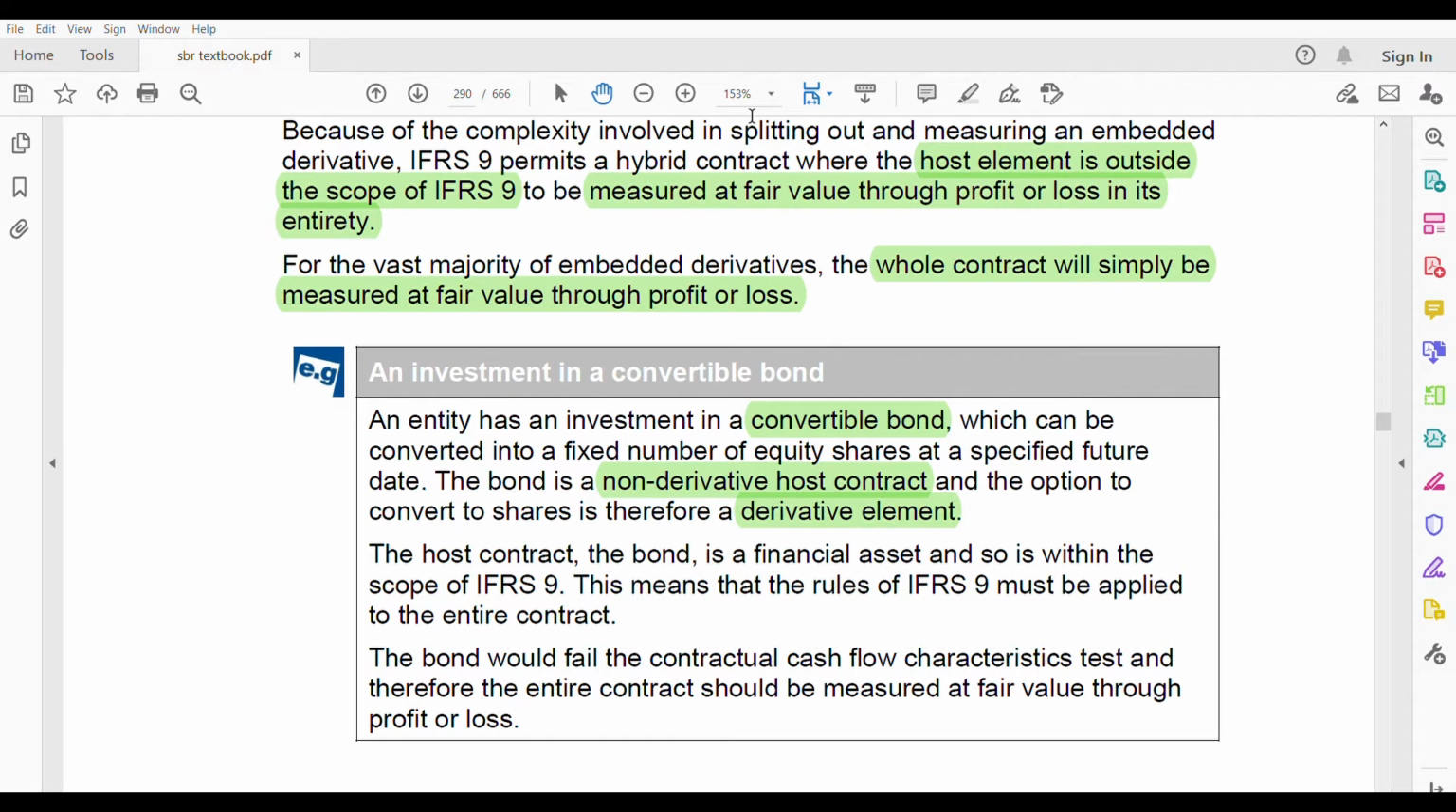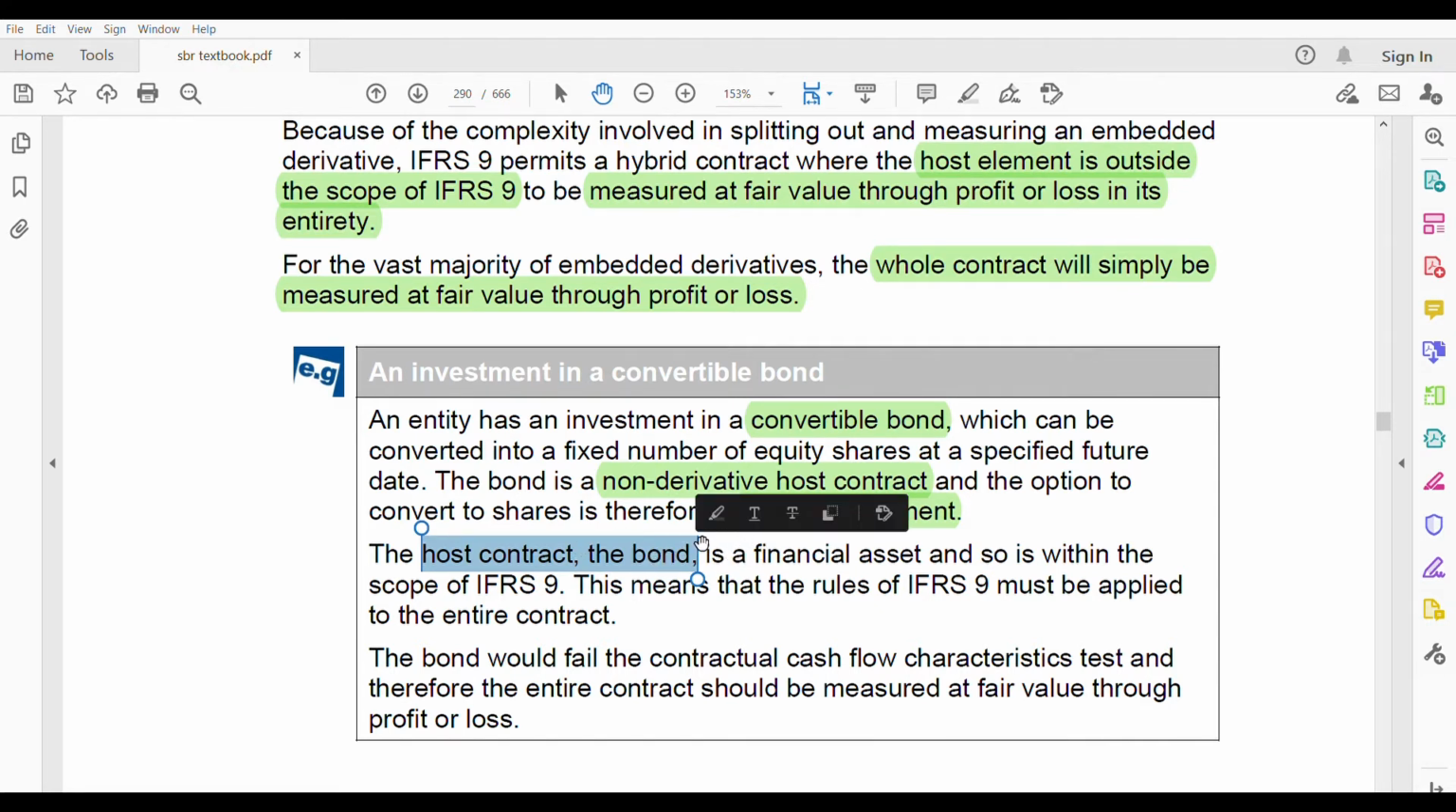That means inside it there is another element, the derivative element, which is the option, but the option is not the main contract. The main contract is the bond which you can convert. So that non-derivative is known as the host contract. Sometimes the host contract could be a derivative, sometimes a non-derivative. Most of the time it is the non-derivative, and inside you might have some derivative element, for example an option. So now the host contract is the bond. Can you understand? The host contract is the bond. This is the main contract.